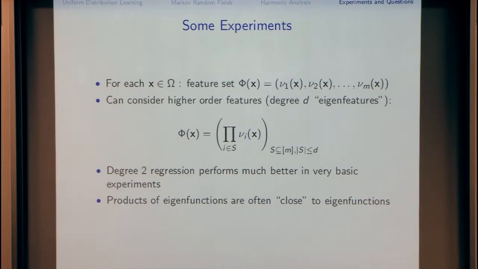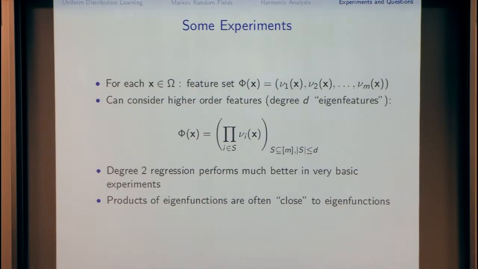We also did some very basic experiments with these on the Ising model and graph coloring. So what we can think of is for any x, we're essentially expanding on these features which are corresponding to these eigenvectors. And if we only use these features, we do mildly better than just linear regression using the original features.